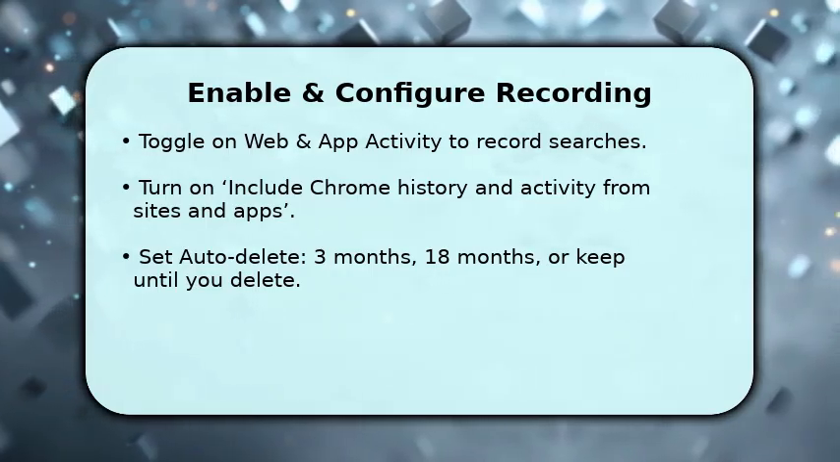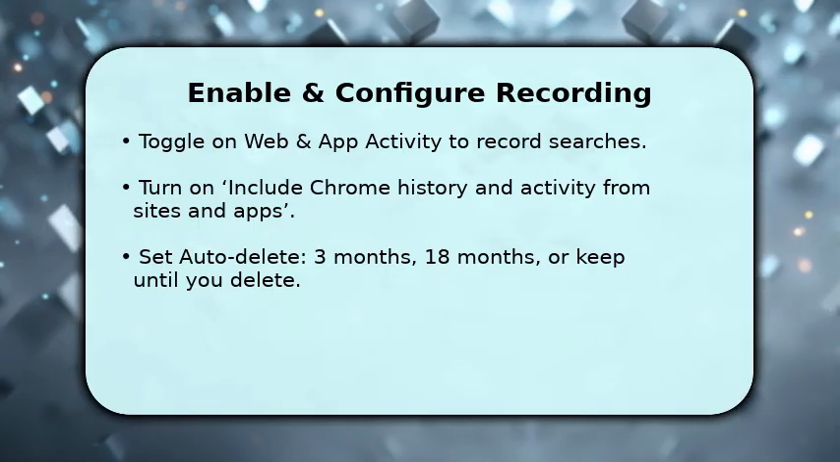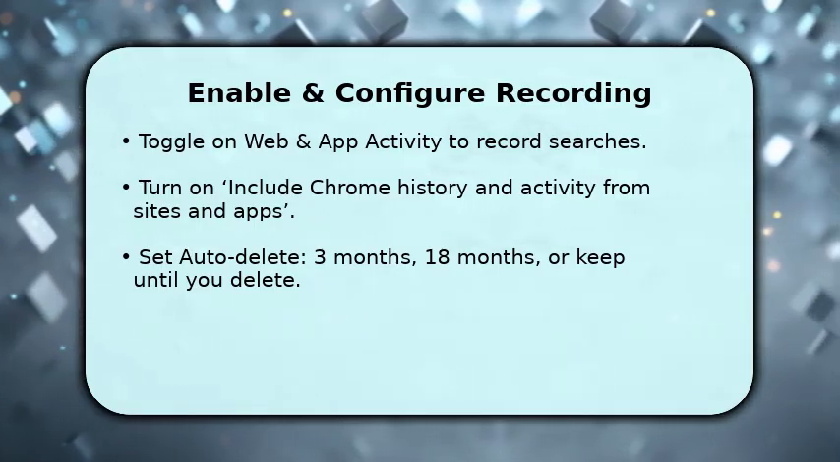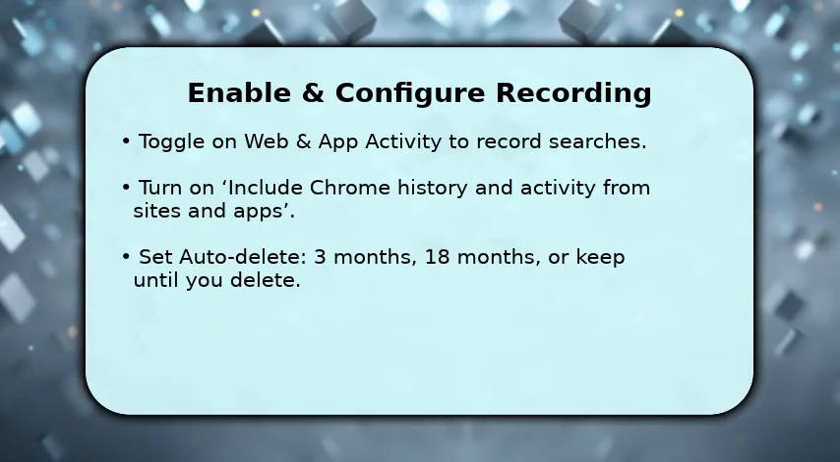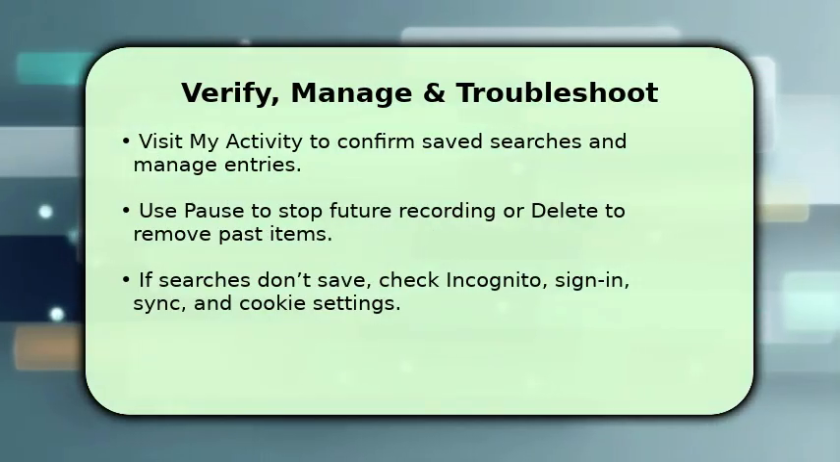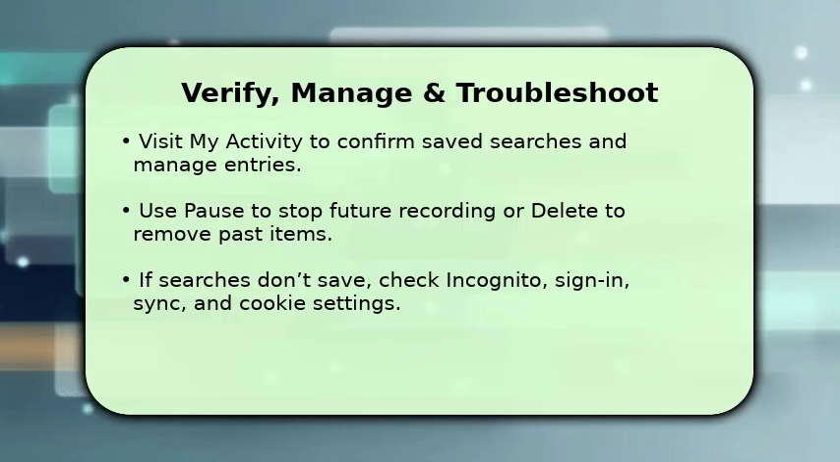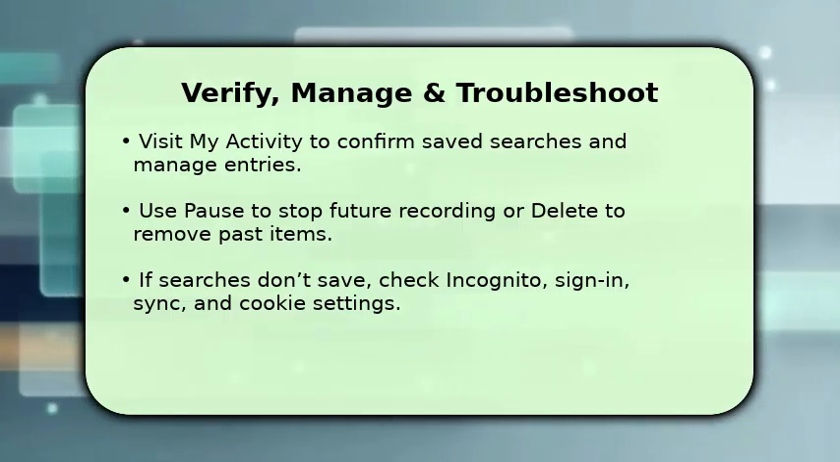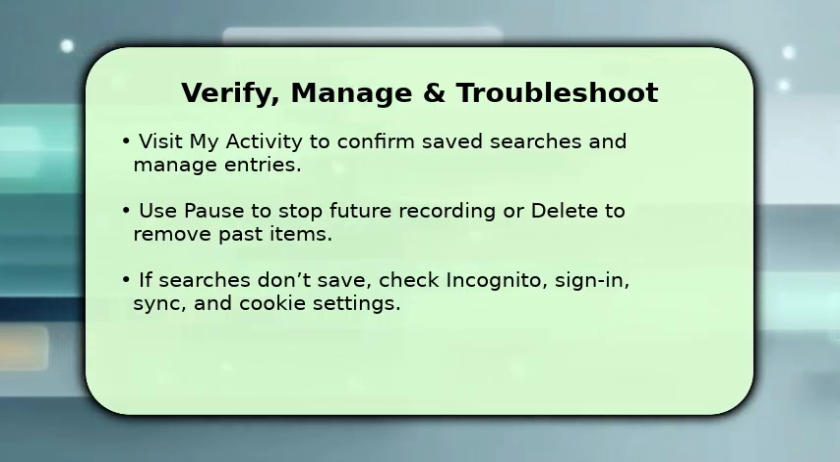Once done, double-check which devices are listed under Activity Controls so you capture searches from phone, tablet, and desktop without missing any data. Finish by verifying activity in My Activity. You'll see saved searches there, and you can delete specific entries or entire days. If you prefer, use pause to stop future saves without altering past data.